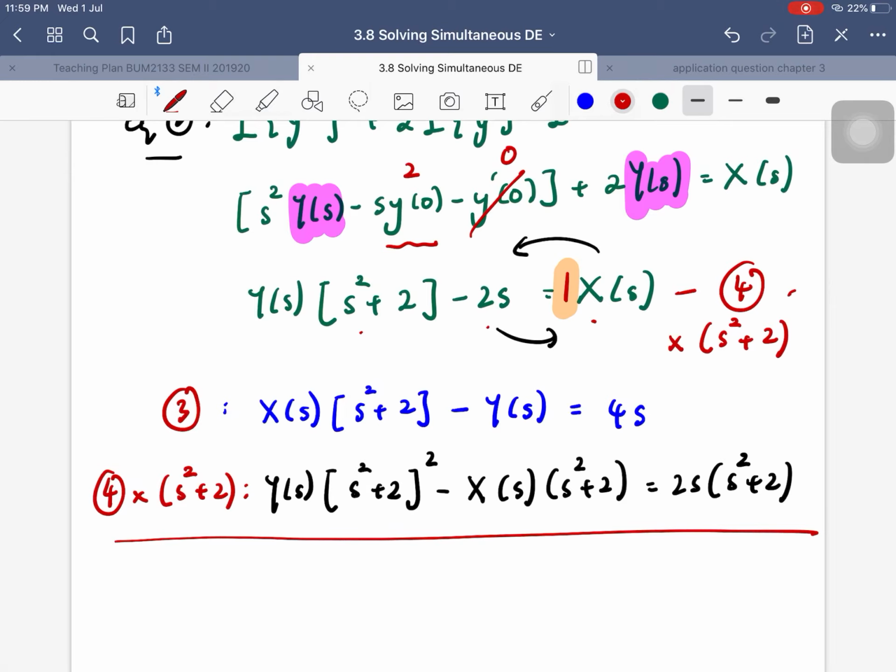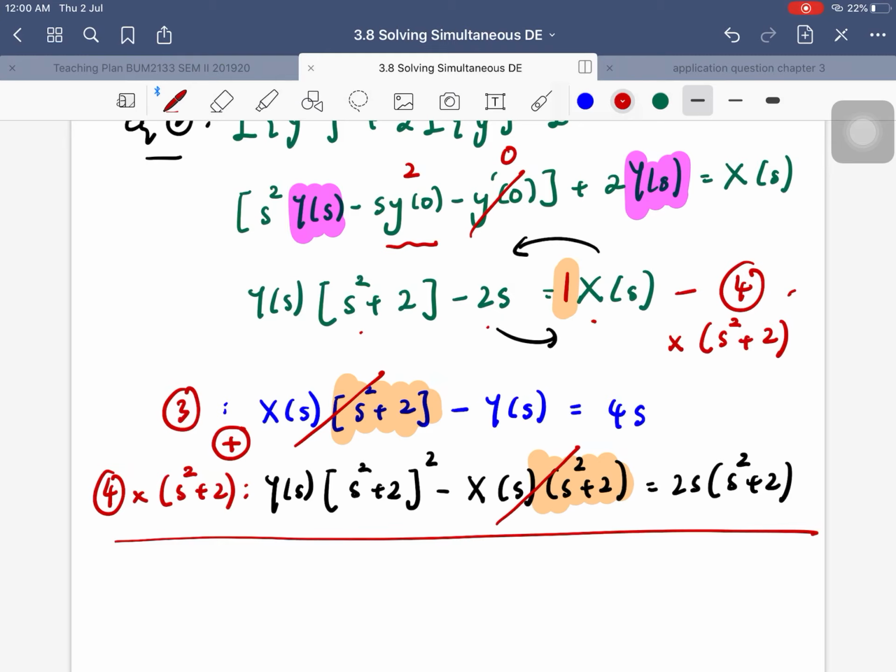Now you have to think about, as I mentioned before, when you use elimination and want to get rid of one variable, it could be an addition or a subtraction process. For this case, when I want to get rid of the X(s), now that the coefficient is the same, this is s squared plus 2 and this is also s squared plus 2, I'm going to add them up together, because I know that when I add them up, this is going to be X(s) times (s squared plus 2) minus X(s) times (s squared plus 2), so that is going to be 0. Now you only have to add up the equation.